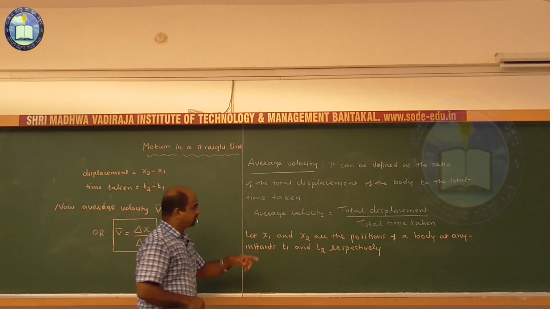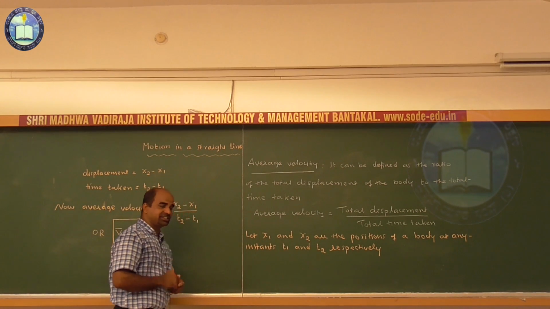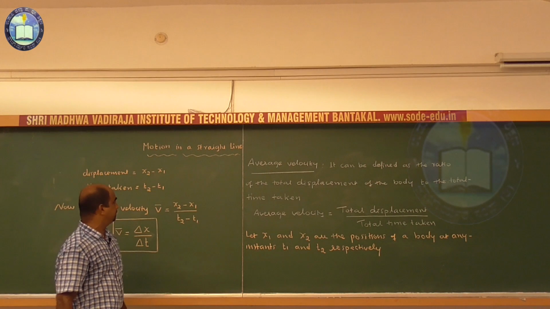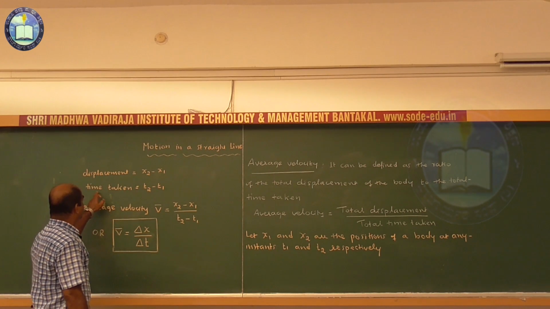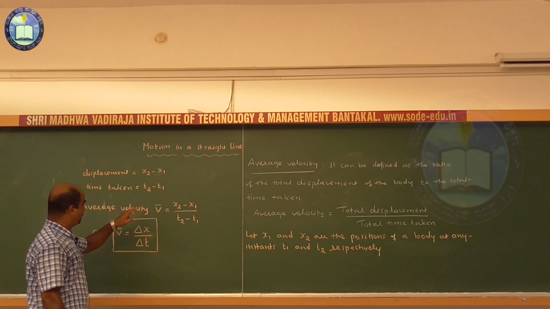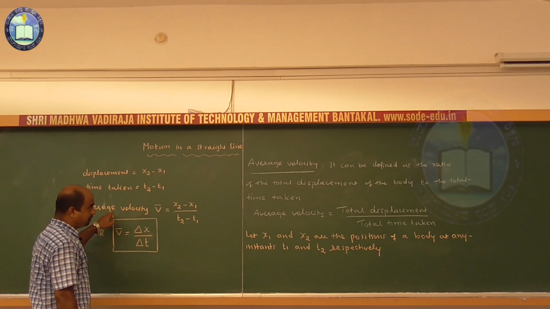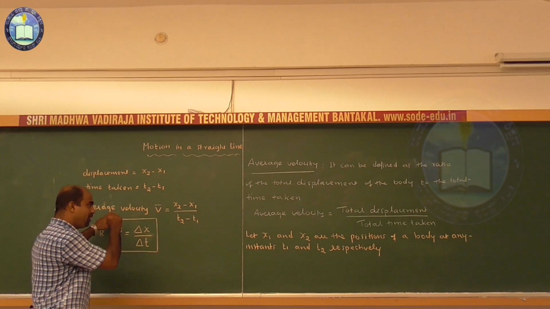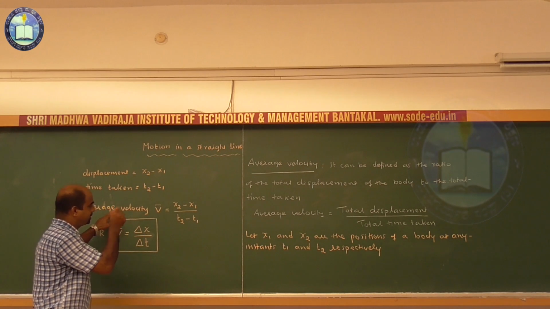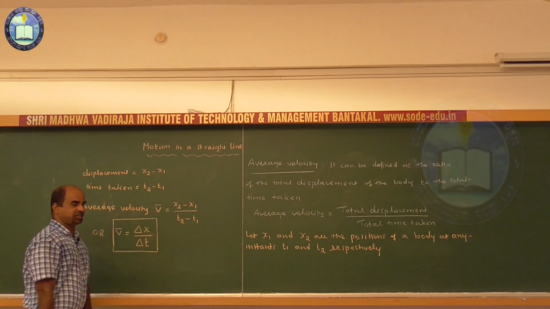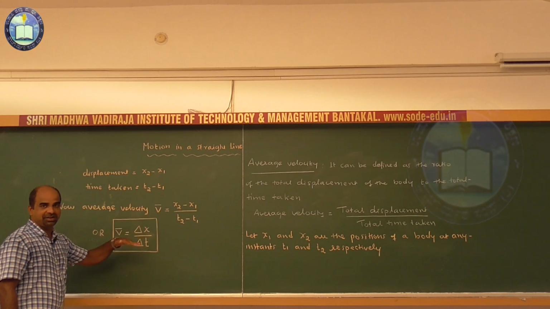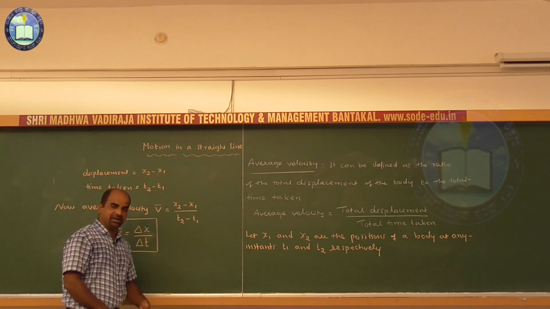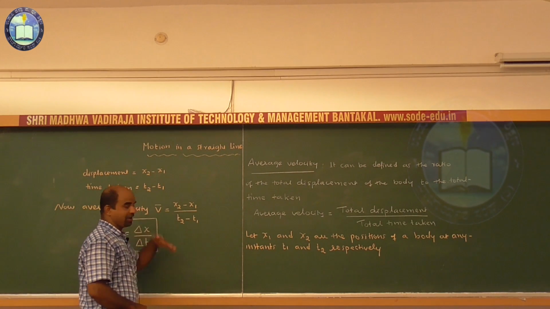Let x1 and x2 be the positions of a body at any instants t1 and t2 respectively. Displacement of the body is x2 minus x1. Time taken is t2 minus t1. Now average velocity of the body is given by v bar is equal to x2 minus x1 by t2 minus t1. So v bar is equal to what? Delta x by delta t. This is average velocity.